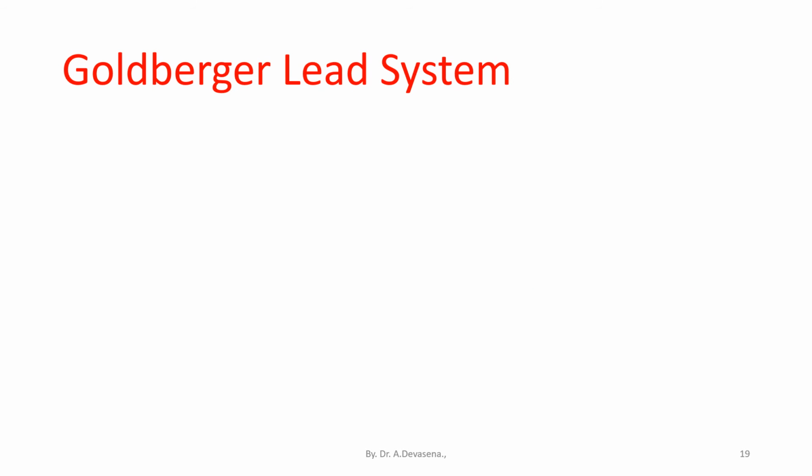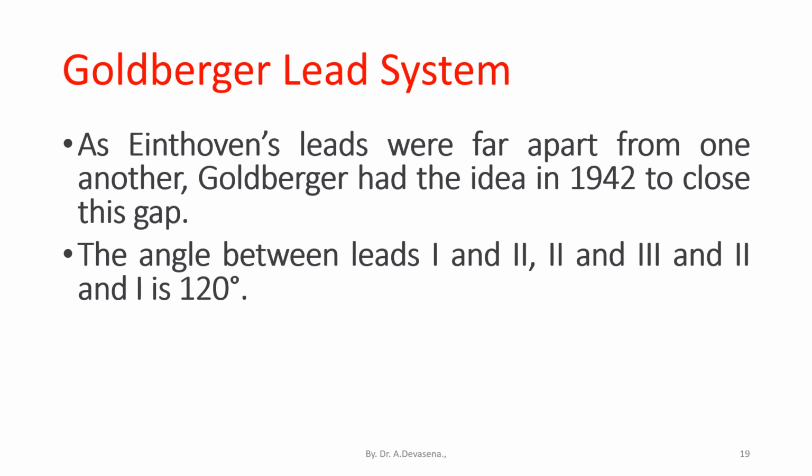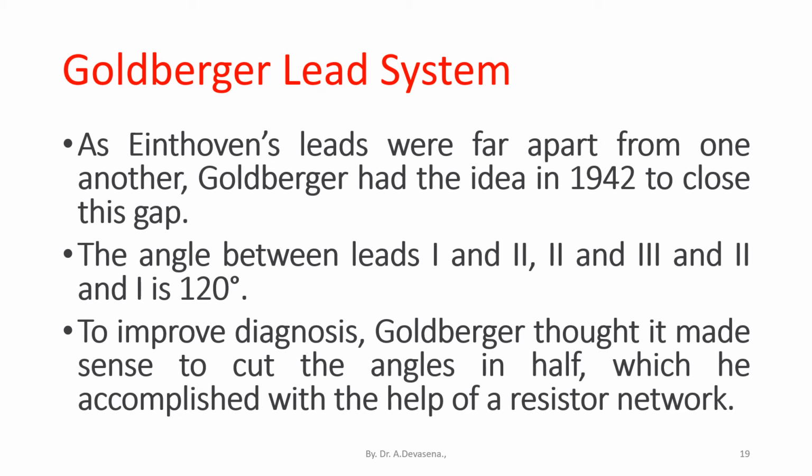Goldberger lead system. As Einthoven's leads were far apart from one another, Goldberger had the idea in 1942 to close this gap. The angle between leads 1 and 2, 2 and 3, and 3 and 1 is 120 degrees. To improve diagnosis, Goldberger thought it made sense to cut the angles in half, which he accomplished with the help of a resistor network.